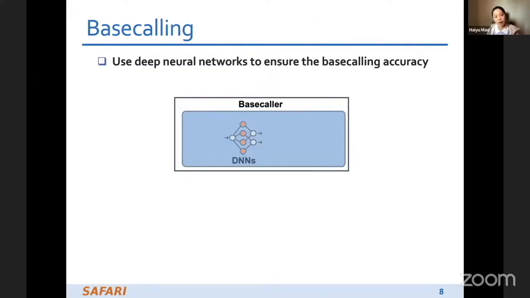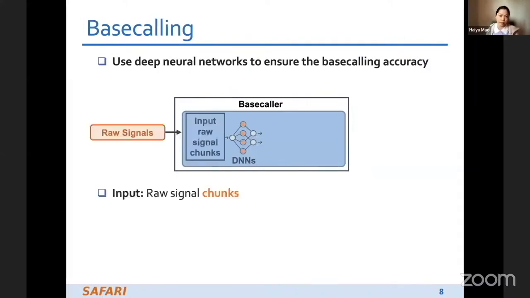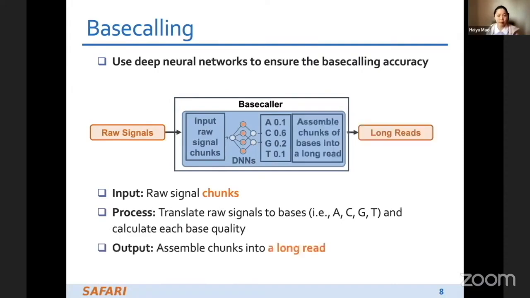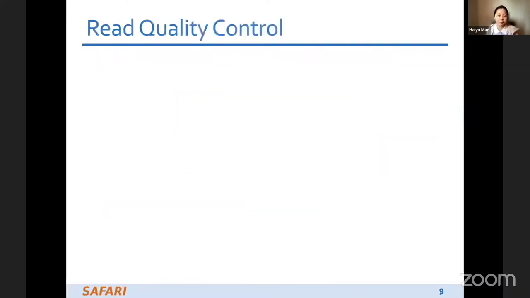So the first step is base calling. Base calling usually uses deep neural networks to ensure the base calling accuracy. The input of base calling is the raw signals. When we do the base calling, we translate the raw signals into bases and calculate each base quality at the same time. And the output is the long reads along with the quality score for each base.